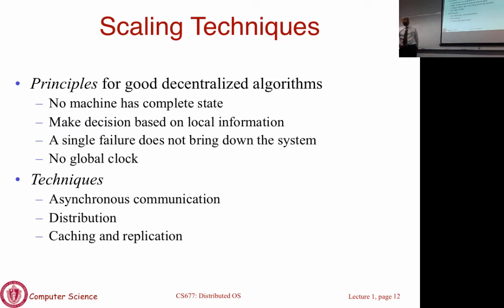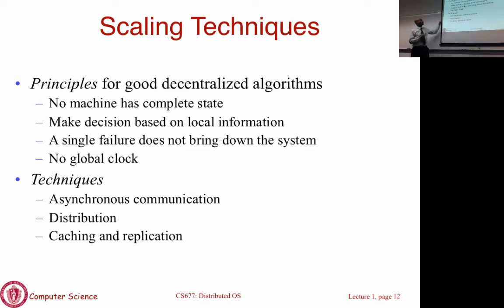So no machine has complete state. That means that the state is not a bottleneck. State is any data that you may have to keep in memory for processing the application. You can make a decision based on local rather than global information. A single failure should not bring down your system, and there is no global clock. If you have these four properties, you have a good decentralized or distributed algorithm. I'm going to mention what these are very briefly. We'll come back to them.